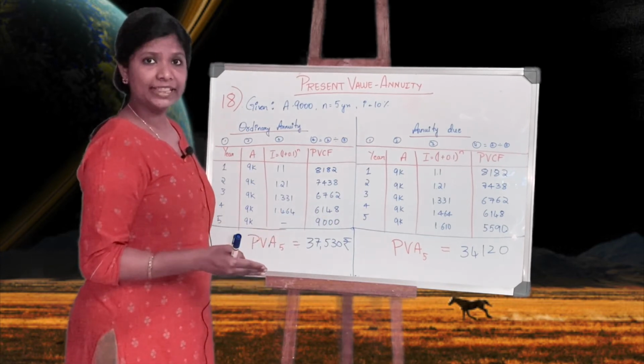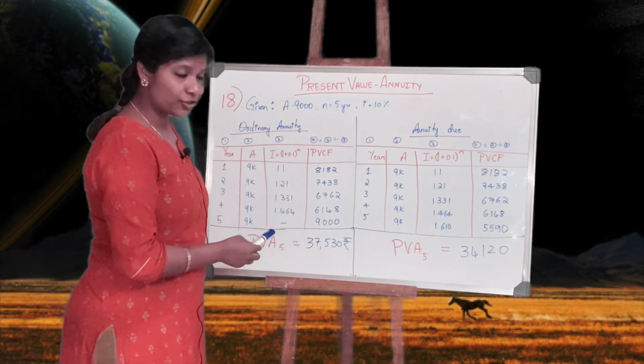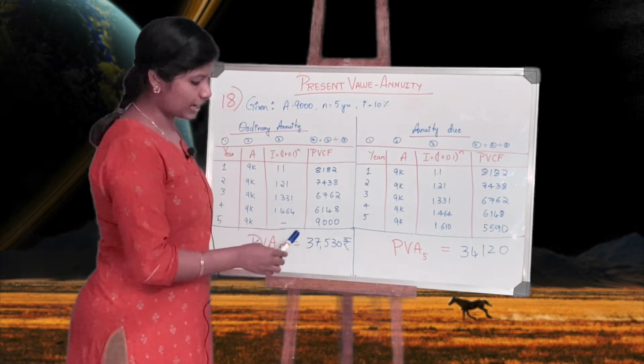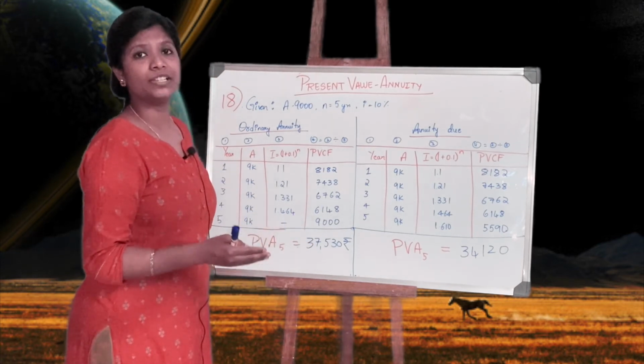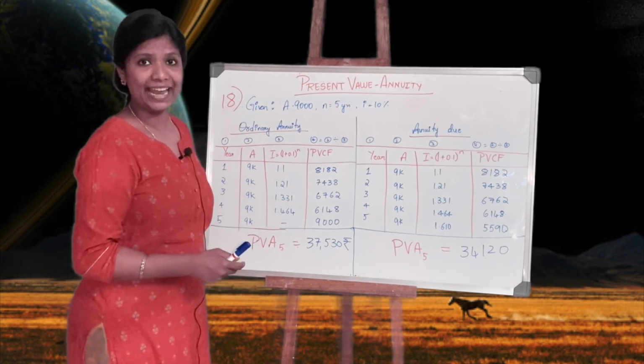The reason it's 9,000 is because payments are made at the end. Therefore, no interest will be charged in the last year. So your total will come up to 37,530 rupees if payments are made at the end.